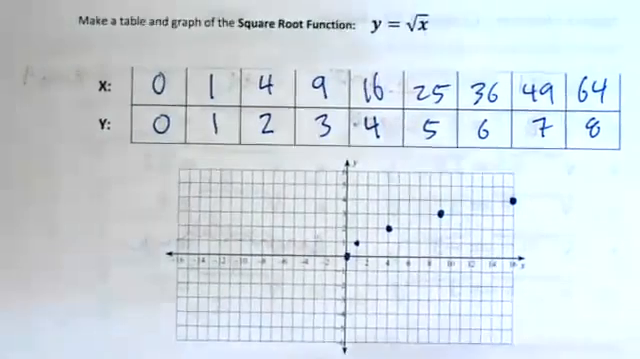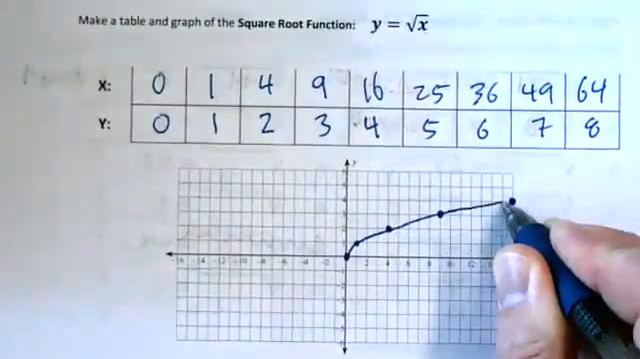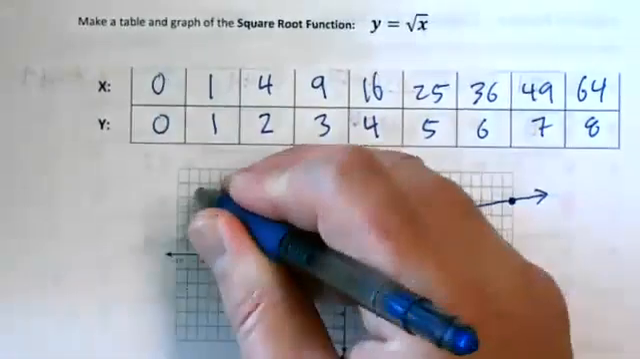We can't get them all on there though, can we? So let's go ahead and draw this thing. And I would say it would continue going in that direction forever and ever and ever. So this is the shape of a square root graph. So let's do our little analysis. The shape is square root.